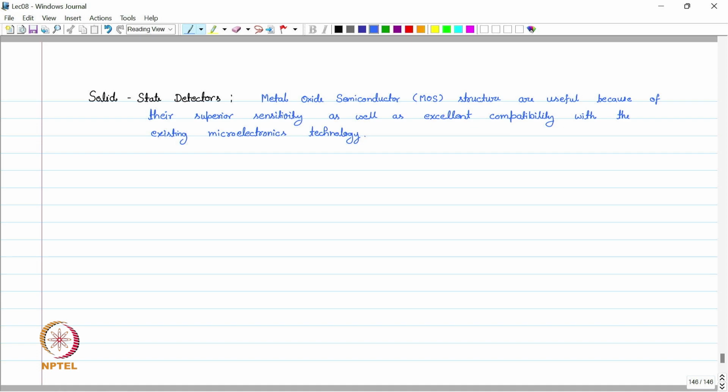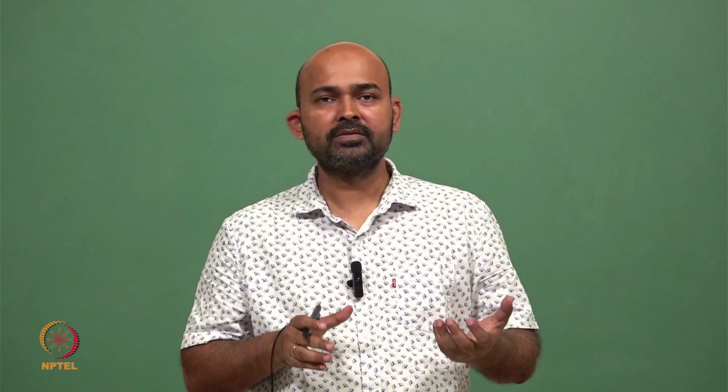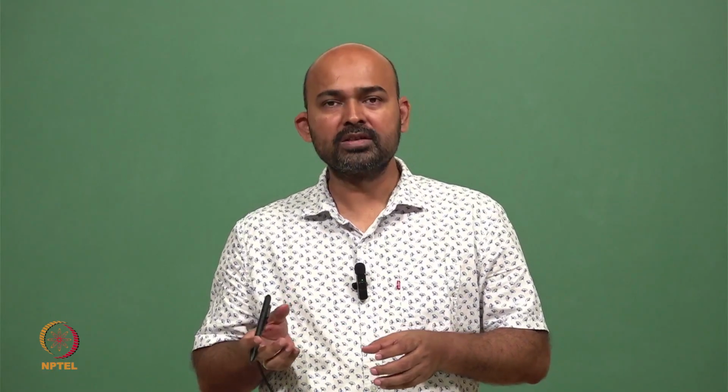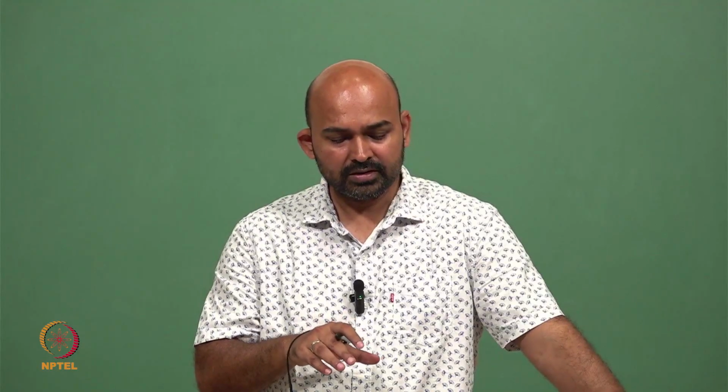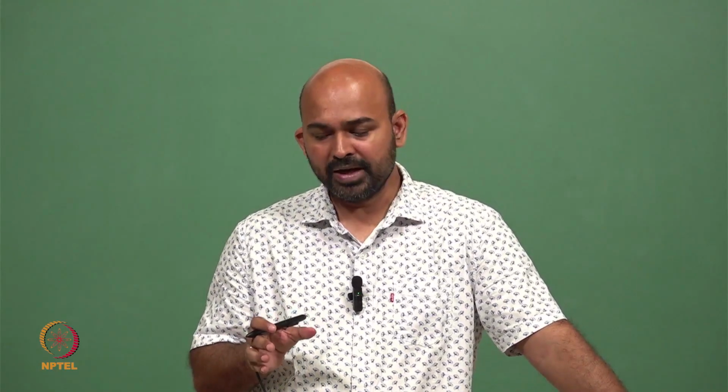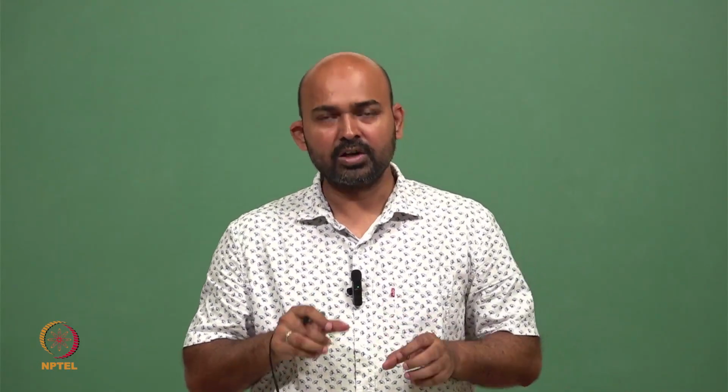So these solid state detectors are different than other gas filled detectors and scintillators. In this type of detector we use semiconductor devices, and one such semiconductor device is the MOS device, or metal oxide semiconductor structure, which is a fairly known structure in microelectronics. This structure is useful because of its superior sensitivity. It gives a very high sensitivity, as well as excellent compatibility with the existing microelectronics technology.